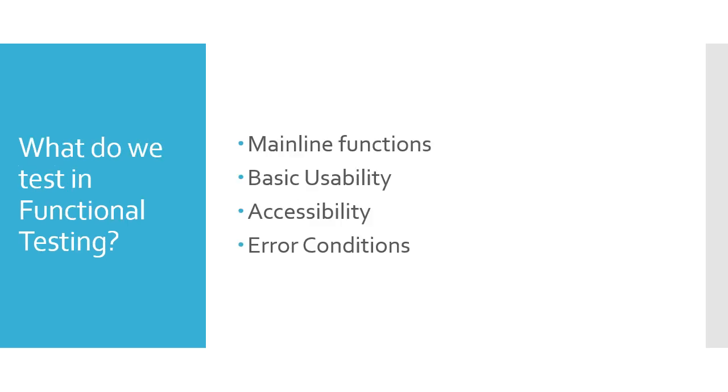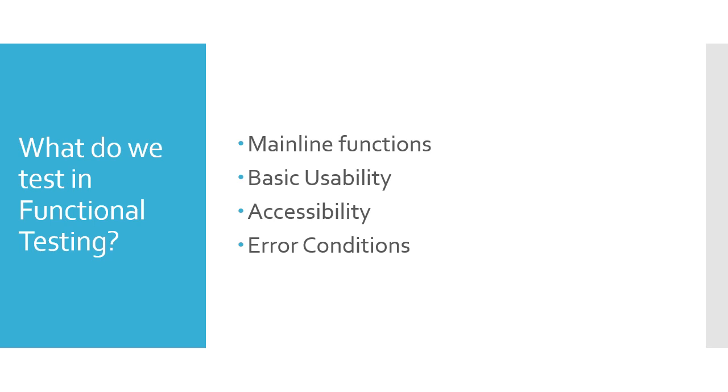What do we test in functional testing? The prime objective of functional testing is checking the functionalities of the software system. It mainly concentrates on mainline function. It tests the main function of an application.